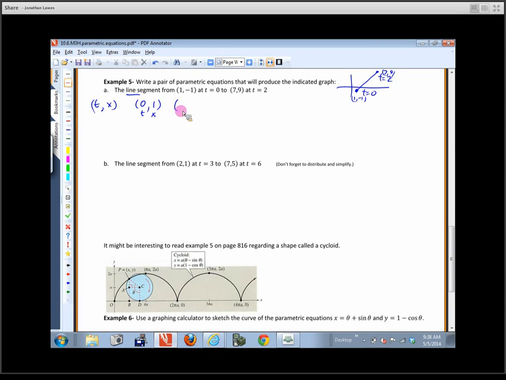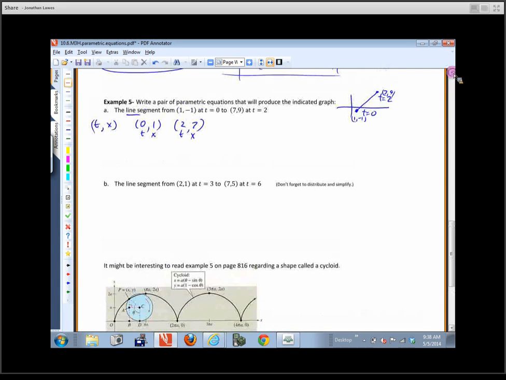And when t is equal to 2, what is x equal to? 7. Okay, now think about this. I'm going to slide this up just a little bit, and I'm going to write in a different color. y minus y1 equals m times x minus x1. And the slope would be y2 minus y1 over x2 minus x1.